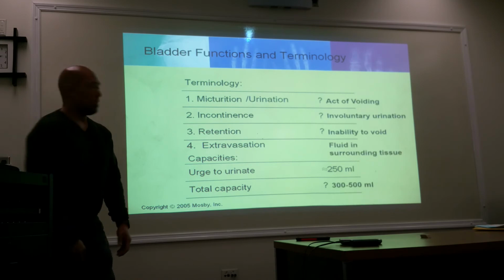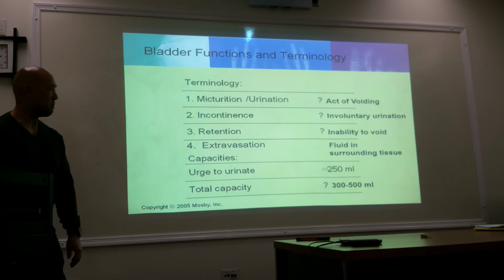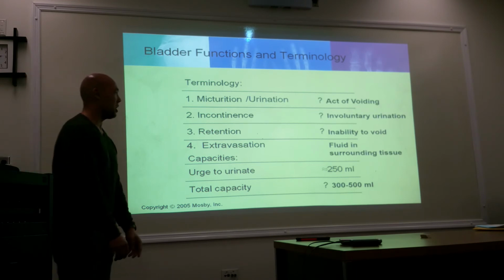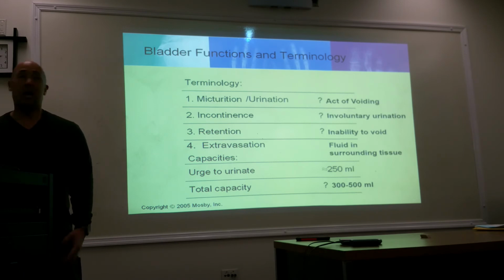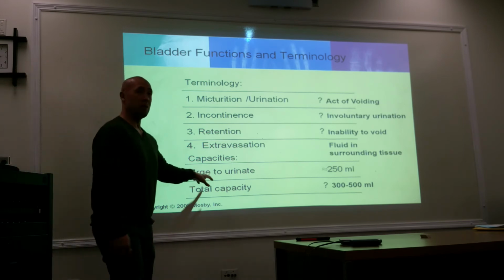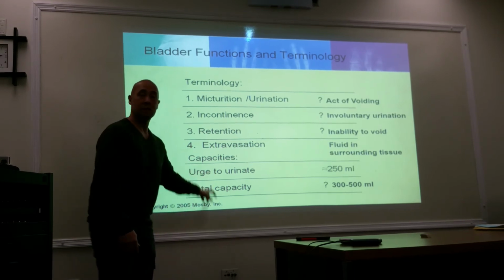All right. Urge to urinate is approximately 250 milliliters. Total capacity is anywhere between 300 to 500 milliliters. Now, that also depends on whether or not you're pregnant, right? It may be a little bit less if you're pregnant and you've got that baby pushing down on it. And also for men, if we have an enlarged prostate, that will also give us the urge to want to urinate.